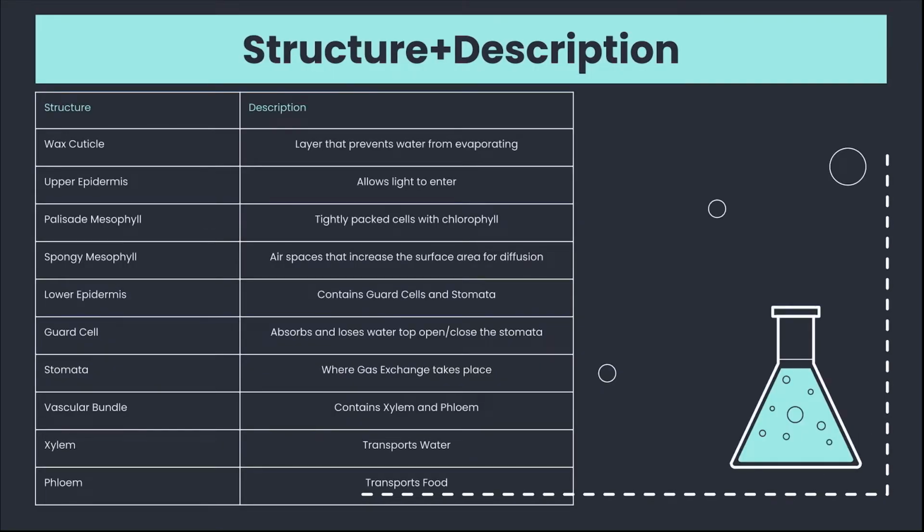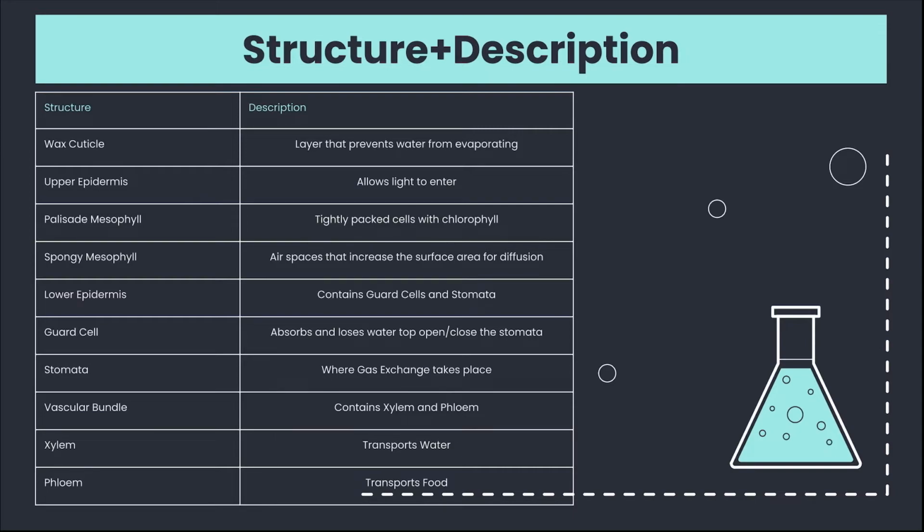The wax cuticle is a protective layer on top of the leaf that prevents water from evaporating. The upper epidermis is a thin and transparent layer that allows light to enter the palisade mesophyll layer underneath it. The palisade mesophyll are column-shaped cells that are tightly packed with chloroplasts to absorb more light, maximizing photosynthesis, and that increase the surface area to volume ratio for the diffusion of gases, mainly carbon dioxide.